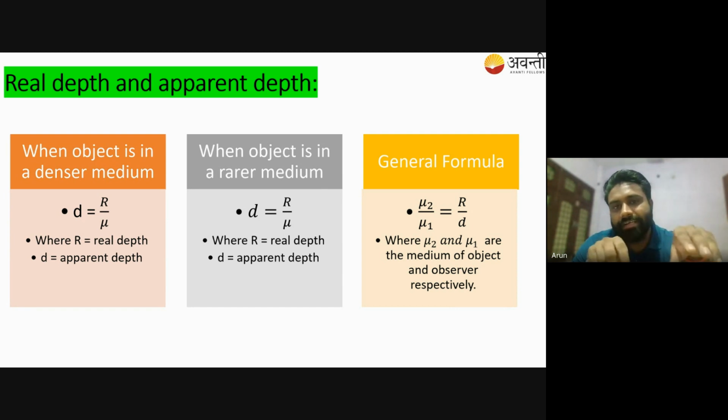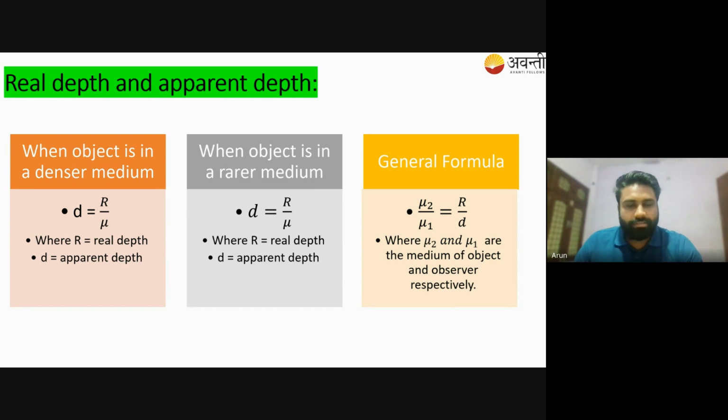So I have decided that we will take the situation based on the object. Where the object is going to decide the real depth and apparent depth. So the first situation is when the object is in a denser medium. Remember the example that I have told you. Put a coin in a glass of water and you will see that the coin appears somehow uplifted, somehow above to you.